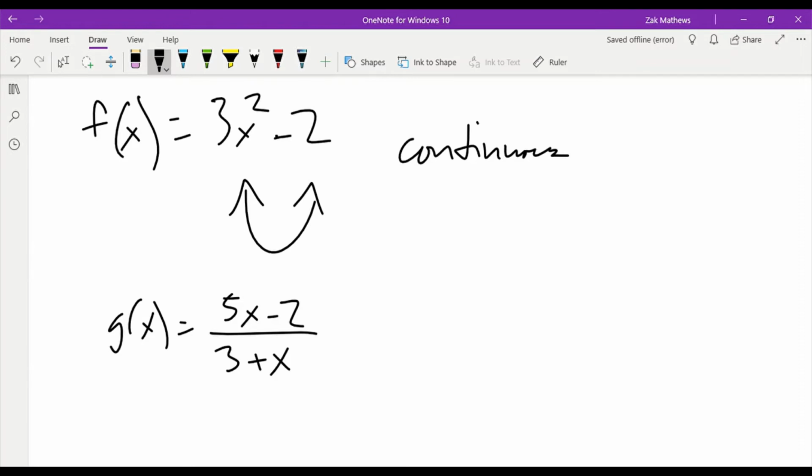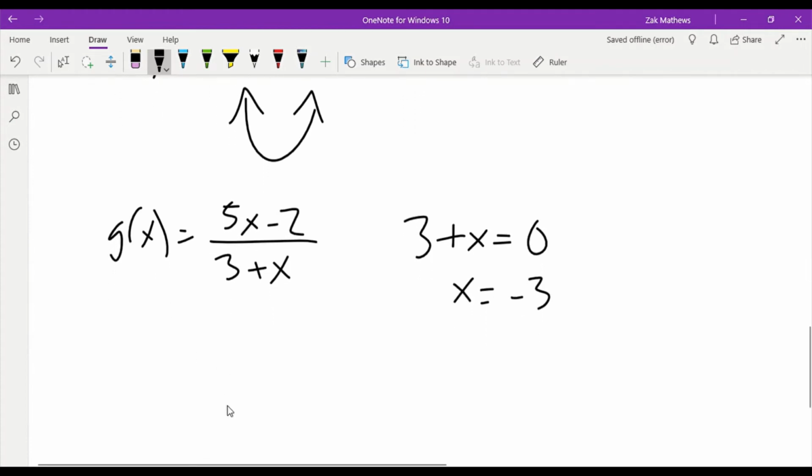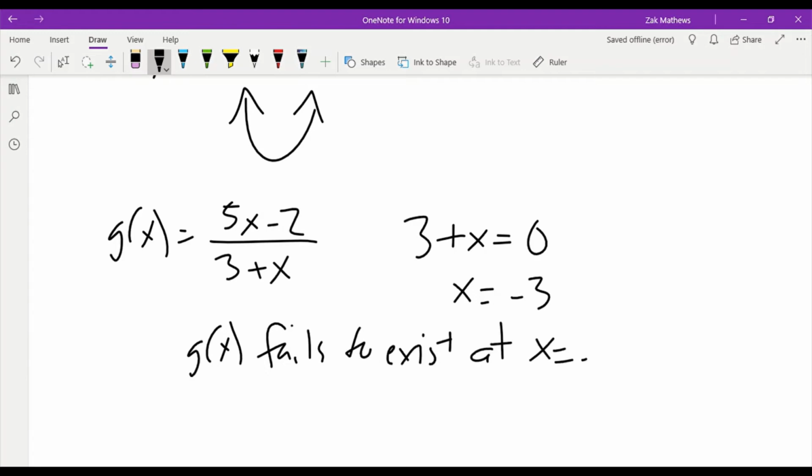This is not a polynomial function, so I'm going to give it a little bit more thought. And again, I'm thinking about, does the limit exist? Does the function value exist? And are they the same at all points? And right away, I see that it has a denominator. And we know that rational functions, we can't have 0 in the denominator. And so if I set that denominator equal to 0, I see that at -3, we'd have 0 in the denominator. That means g of x fails to exist at x is equal to -3.